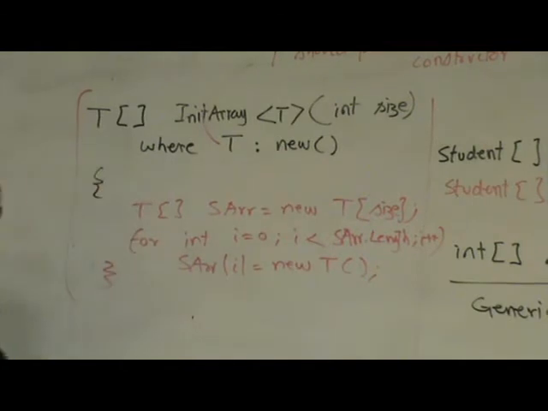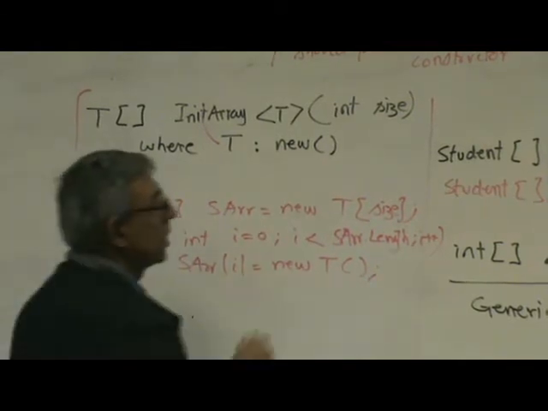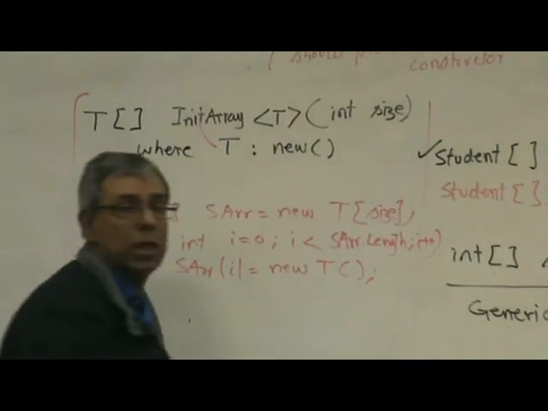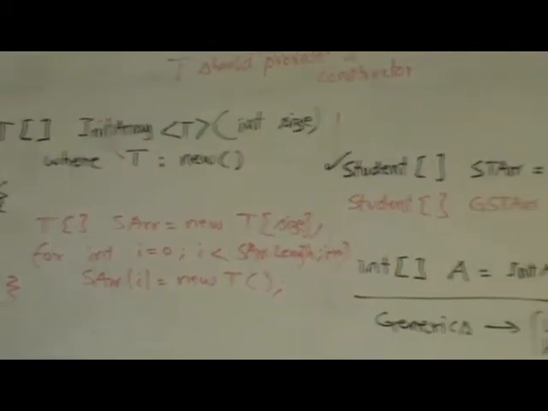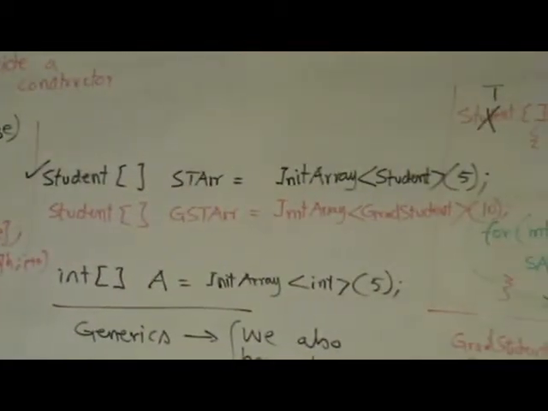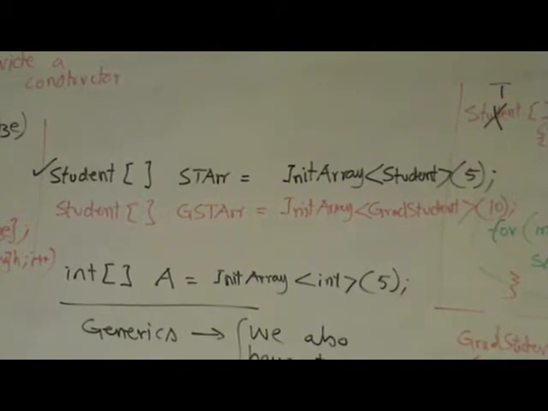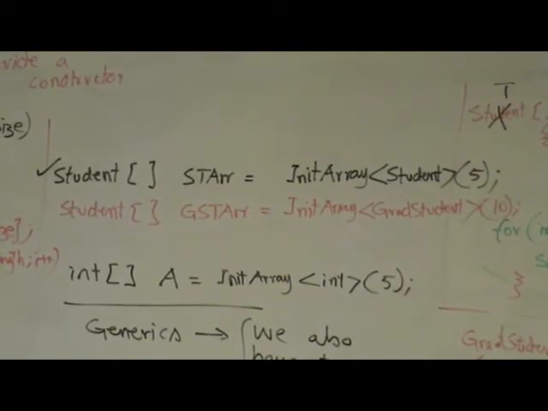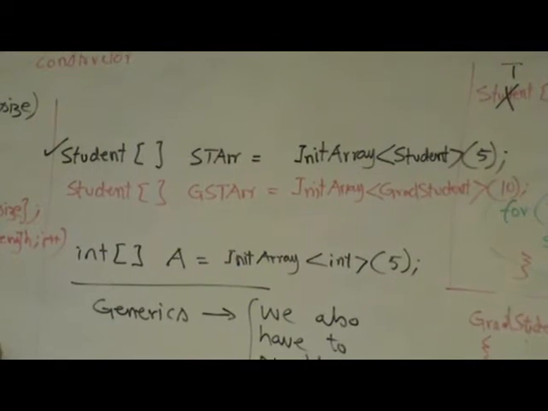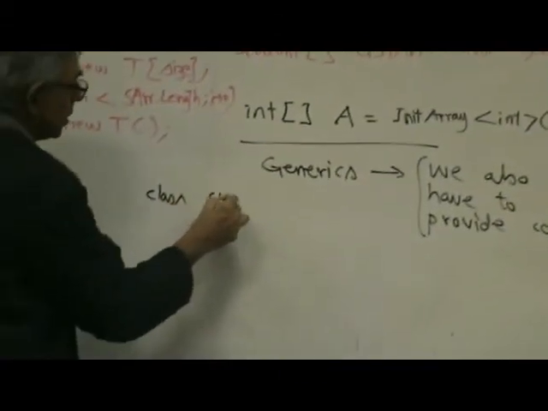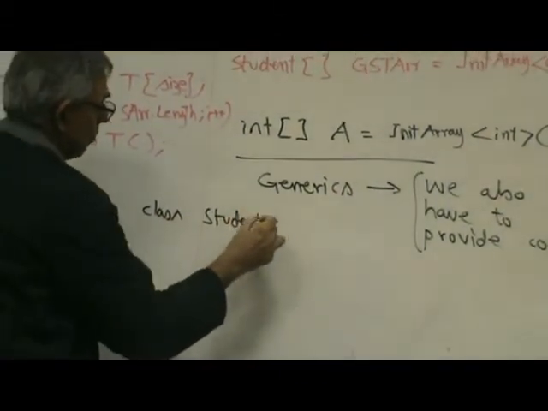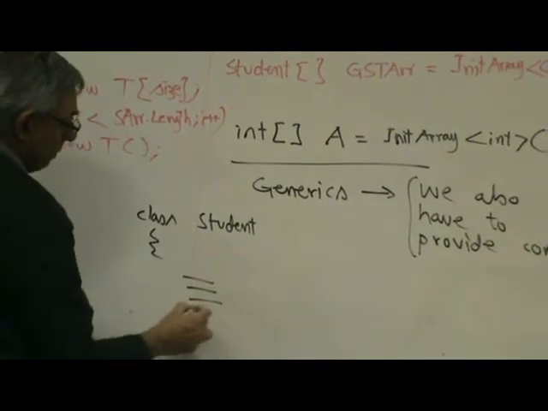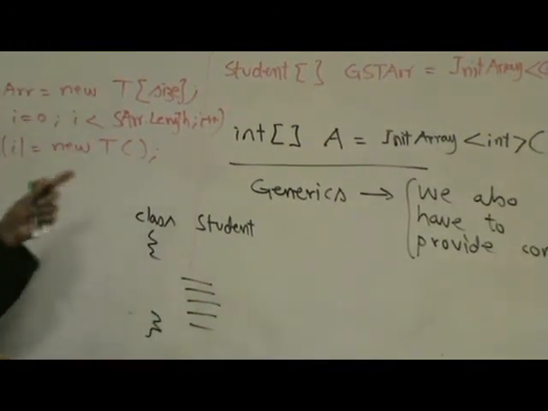Suppose you wrote this function. Okay, so you trigger it this way. Will it work? Okay, it will work as long as what? Student has a constructor. Remember, if you created a class called student, suppose you did not write a constructor. You just created the 5 fields. Then will this work?